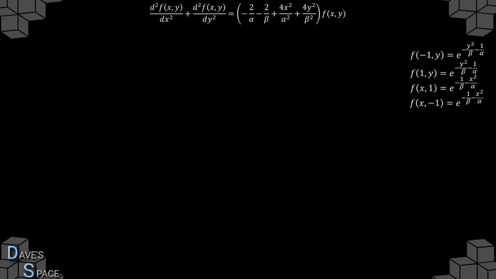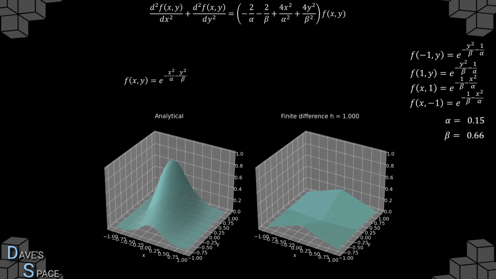So back to the equation at hand, along with the boundary conditions, we're going to set alpha equals 0.15 and beta equals 0.66. And if anyone's wondering, the analytical solution to this equation is given by this. Now, the moment the video has all been leading up to, our solution.